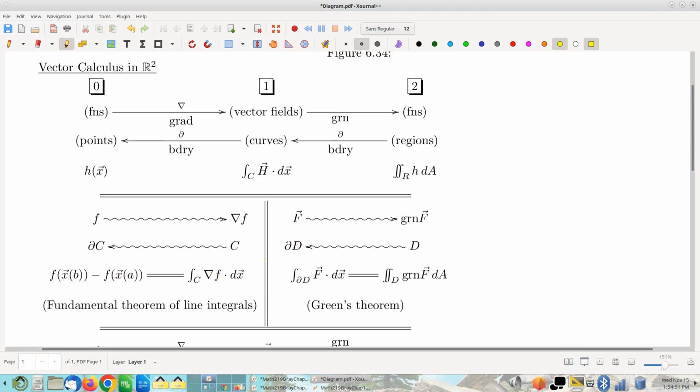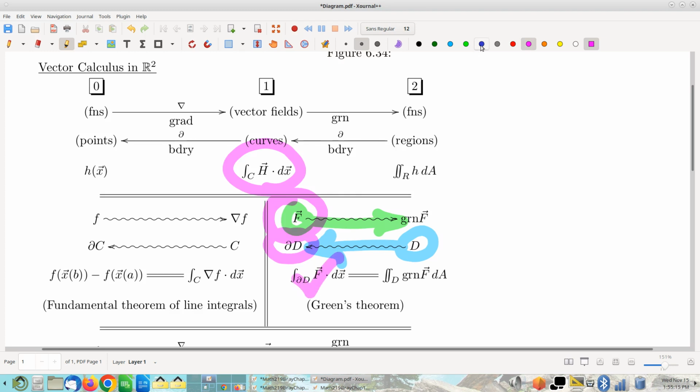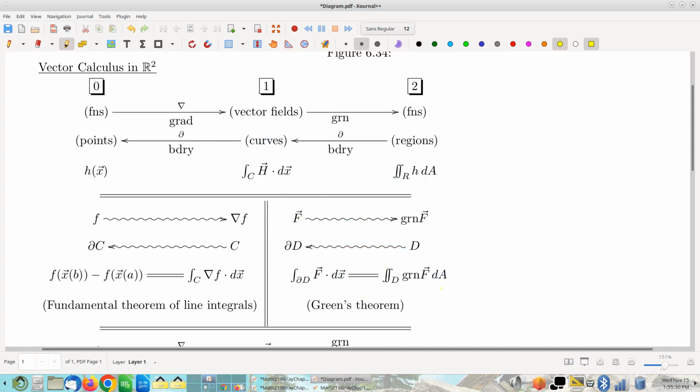Now let's look at Green's theorem. Green's theorem involves a vector field and Green's operator of that vector field. It involves a two-dimensional region and the boundary curve. And Green's theorem tells us that the line integral of our original vector field around our boundary curve and a double integral of Green's operator on our original two-dimensional region, again, are the same. The pattern is identical. This is mysterious. This is hard to imagine as being a coincidence, isn't it?